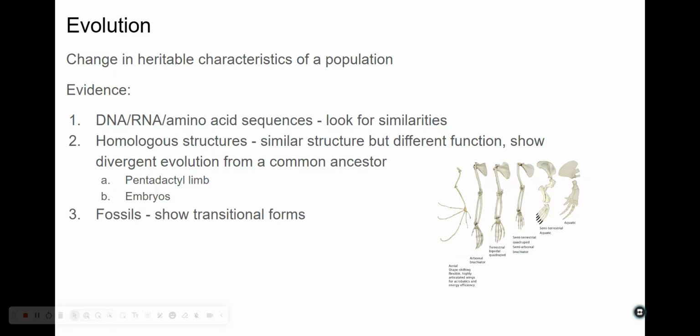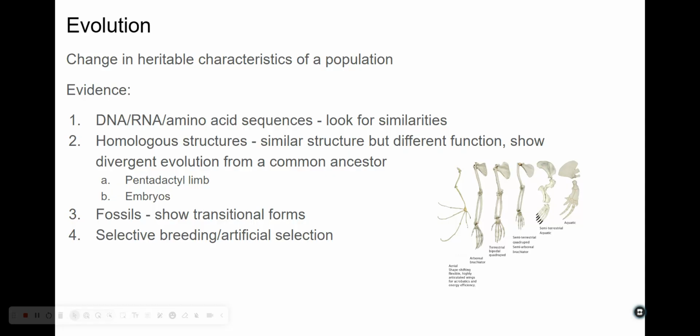Fossils show transitional forms. In the fossil record, we can see how the ancestors of dinosaurs split to become birds, and how we got land animals by finding fossils that show the transition from being a fish to a land animal, or from a land dinosaur to a bird.